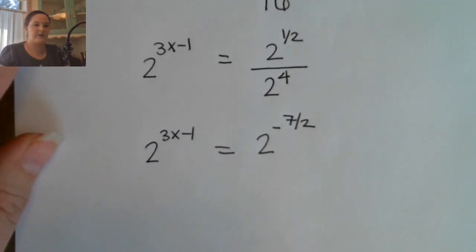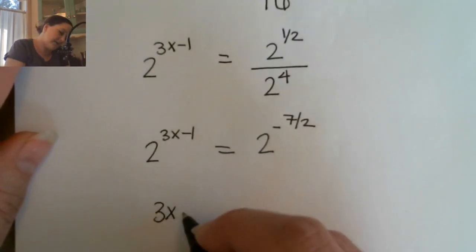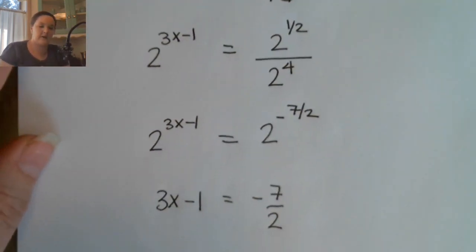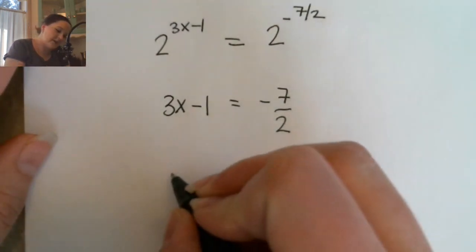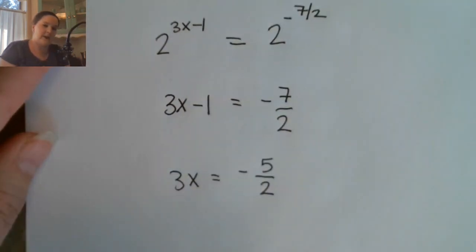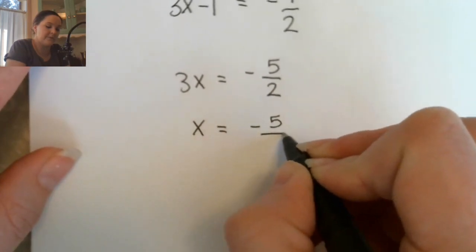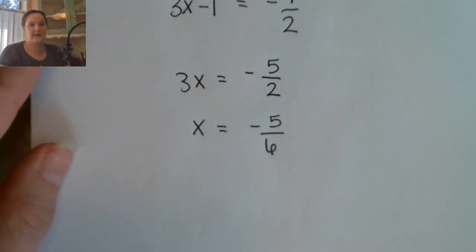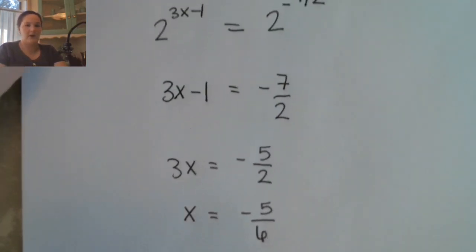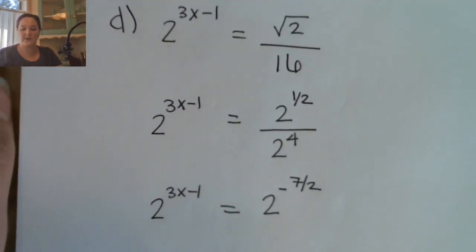All right. So now we have an equation that looks like any other equation, and we can equate our exponents. Okay. I'm going to add 1 to both sides. Okay. And then divide both sides by 2. That would be my final answer. Okay. All right. So that's all there is for this section.